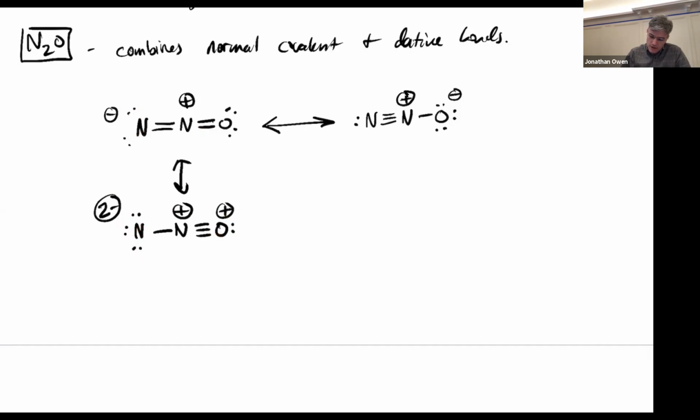These also satisfy the octet rule. Here you've got a negative charge on oxygen. That seems like a pretty good situation. It's the most electronegative element. Here we've got a negative charge on nitrogen as opposed to oxygen. It's the less electronegative element than oxygen is, but both of these really are good descriptors.